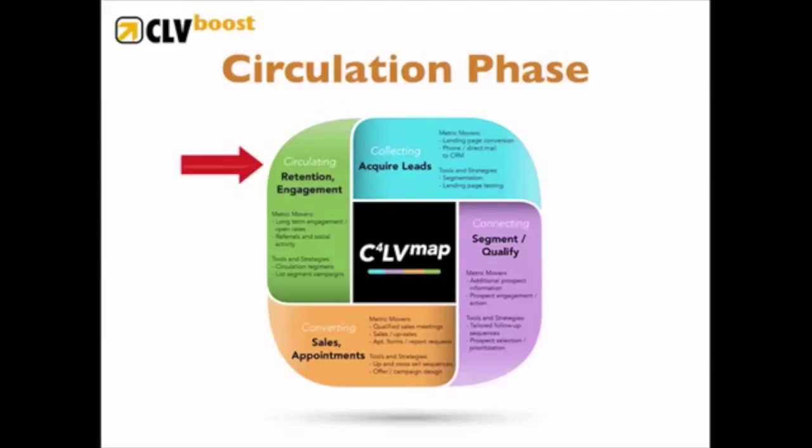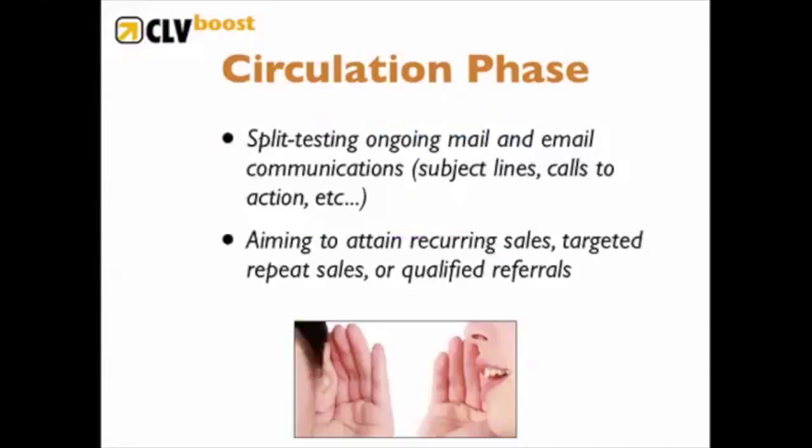The circulation phase here. This is our ongoing communication with leads and prospects, as well as past customers. So what does a conversion mean here? Oftentimes, in the circulation phase, we're going to be split testing our ongoing mail and email communications in order to attain either recurring sales. So some people have a recurring billing model. They want to find all the factors that proliferate recurring money. They want to get targeted repeat sales. So a company like Target or Amazon, they might want someone to come back and get more books, come back and get another appliance, come back and get more clothes, whatever the case may be.